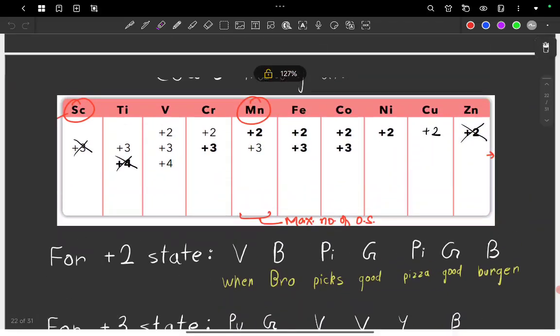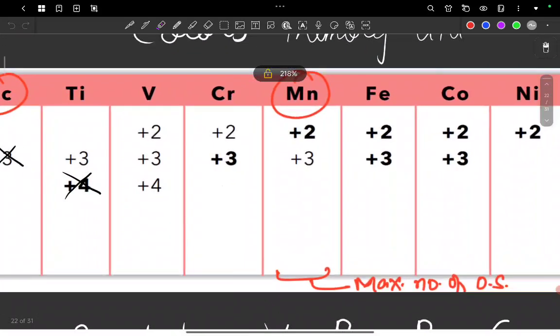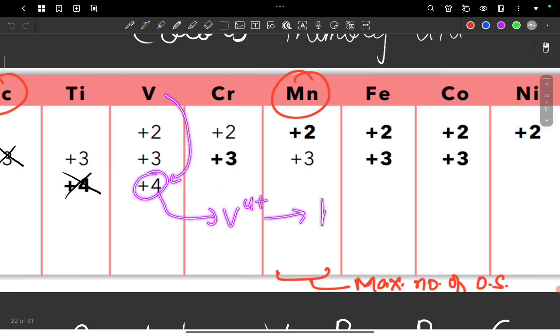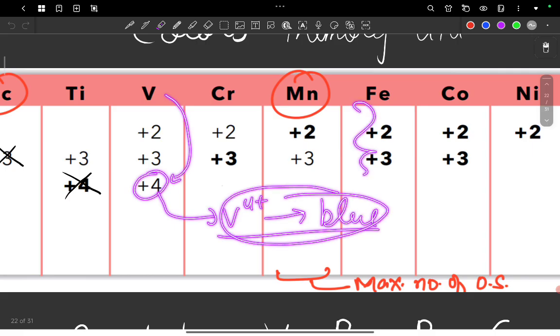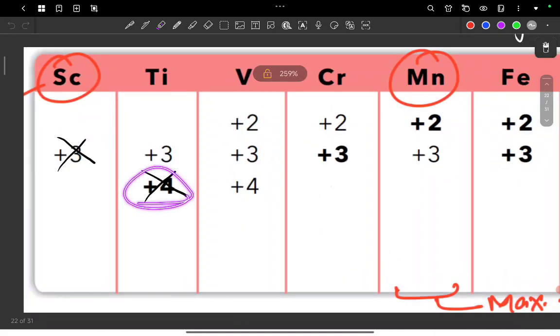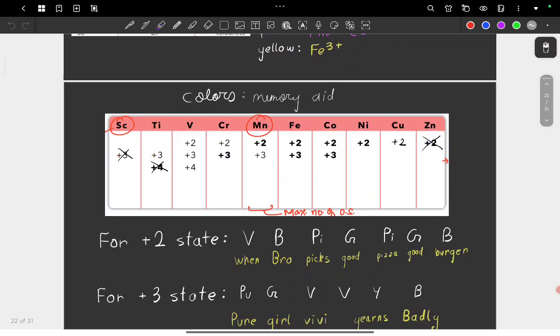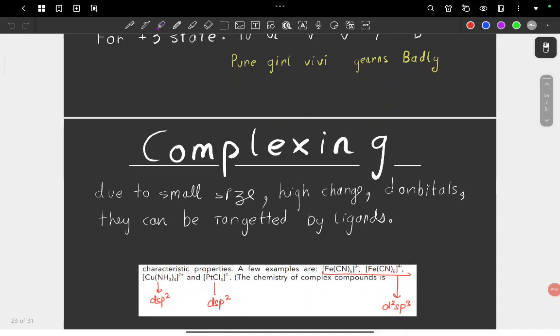Okay, and lastly, there is only one case for which you have to remember the plus 4 oxidation state. Vanadium 4+ is blue in color. This is the only one which is not in the two series mentioned, and this is easy to remember. Four letters, just remember it, please. And for titanium, I explained to you how it is colorless. Okay, so that was it for the colors.